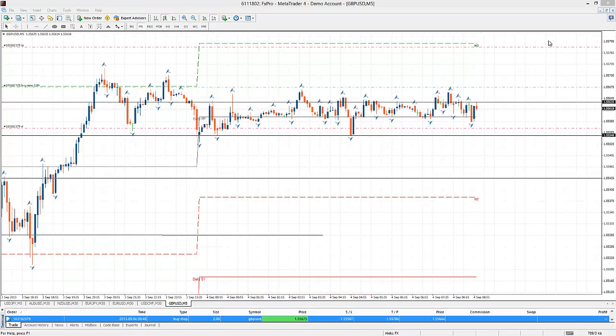Alright, so there the orders are placed. We have a buy order at the break of this up fractal. We've had to add the spread. There's the take profit at the M3 pivot, and the stop loss at the most recent down fractal point.